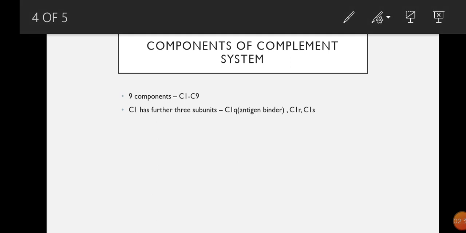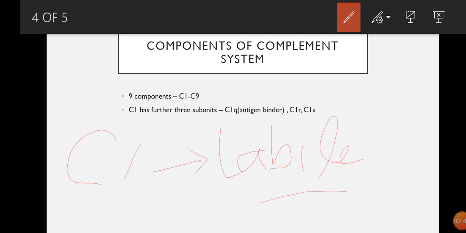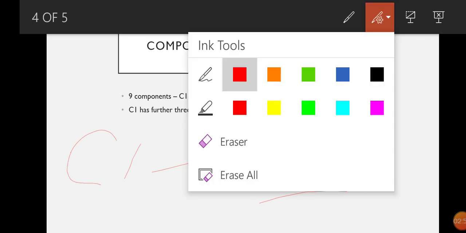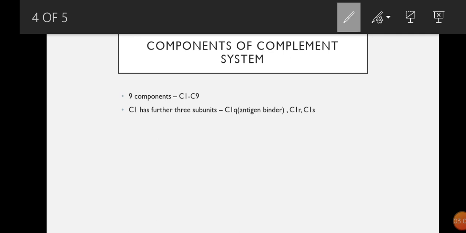And one of the things that I want to tell you is that C1 is heat labile. And it is present in the euglobulin fraction of the serum. Now, what is the euglobulin fraction of the serum? It means whenever we change the pH or the salt concentration of the serum, we will see precipitates of some of the proteins, and those proteins are known as euglobulins. We will see this in the remaining topics, so don't worry about it.